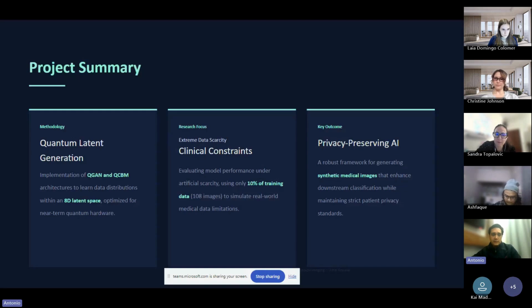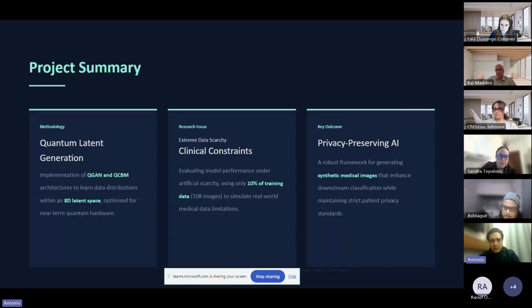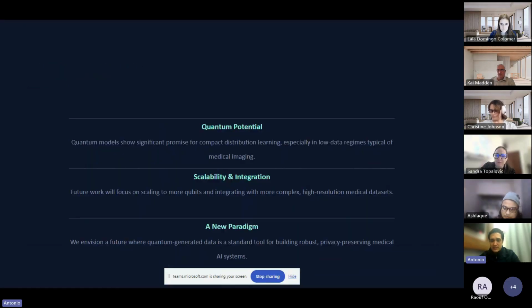The summary of the project is the implementation of QGAN and QCBM architectures to learn data distribution within an 8D latent space and evaluate model performance under data scarcity. We are planning to also use 20 and 30% of the data, and also privacy preserving.